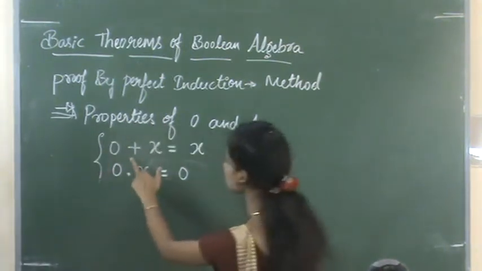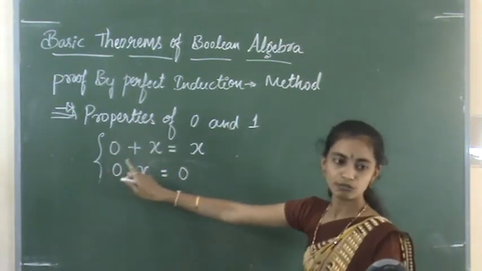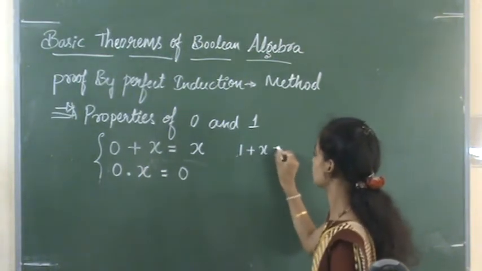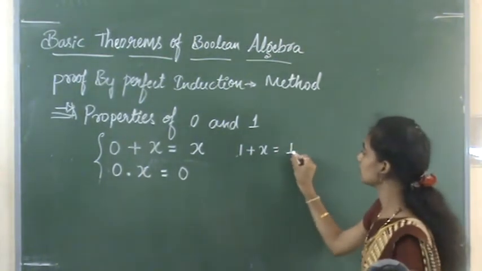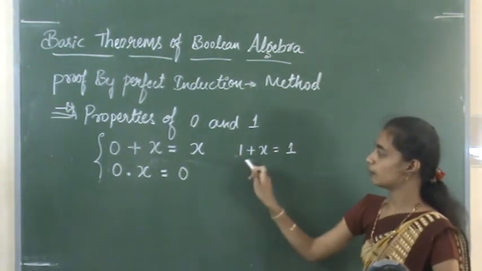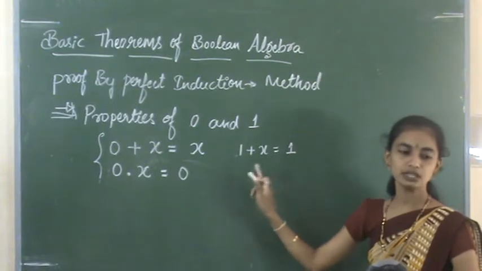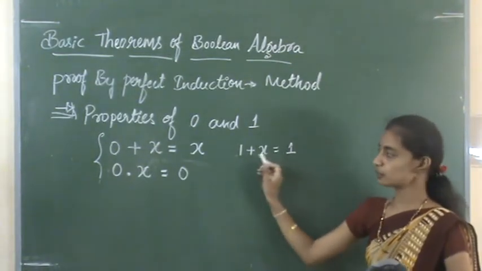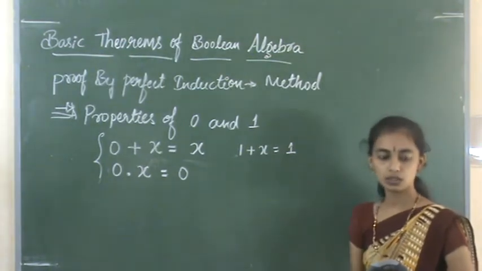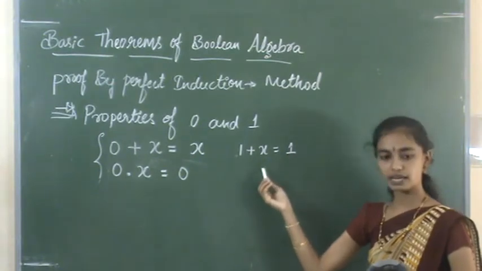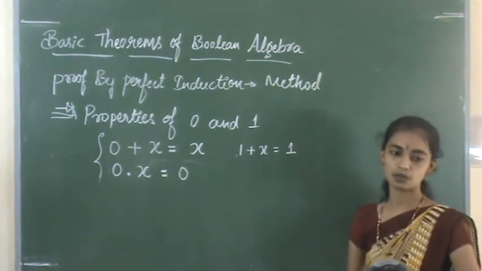Next, if I add 1 to this x, 1 plus x, I will get the result 1. Why? Because in the OR operator, if any one of the variables is 1, the output will be 1. If I give x as 0, we get the result 1, and if I give x as 1, we also get the result 1.